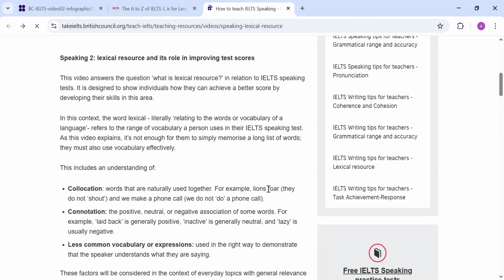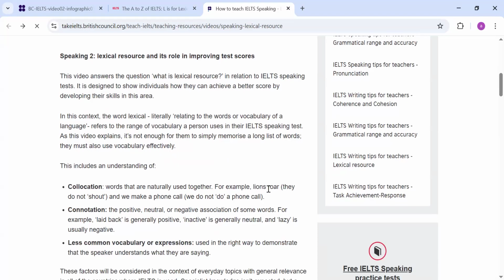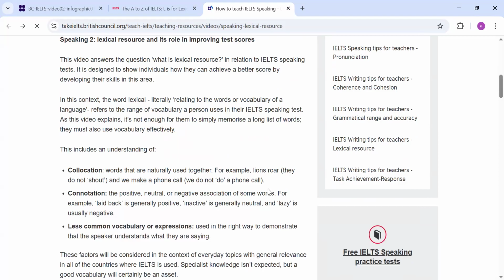So one way is to just memorize a few words, but how can we use them effectively? As I mentioned previously, we need to be careful with collocation when we group words together. Heavy rain is one example; we can't say strong rain. You can say lions roar, you can't say lions shout. We can say people shout, but we can't say lions roar. Like we can say dogs bark, we can't say dogs speak.